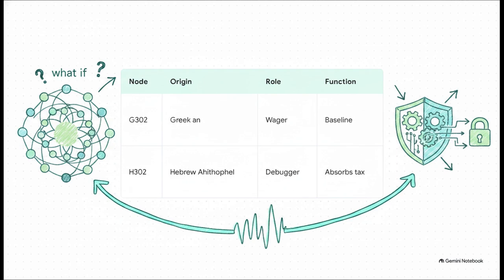Then, partnering with it, is the H302 node. In Strong's Hebrew, 302 is Ahithophel, historically known as the ultimate counselor, or in our terms, a systems debugger. H302 stands right at the perimeter, absorbing 100% of the grueling metabolic translation tax so that those delicate local circuits stay completely safe. Together, G302 and H302 form this absolutely indispensable, air-gapped cryptographic shield.